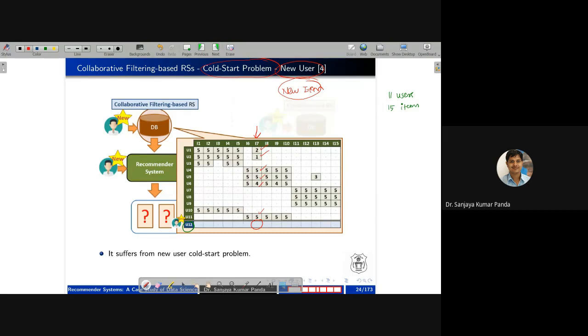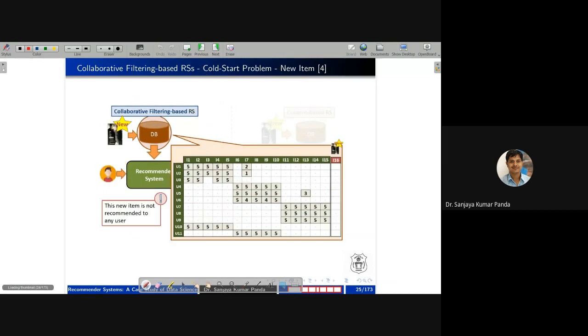Now, if you go for a new item, like we have here 15 different items, we want to add an additional item, that is I16. Like the previous case where we had a new user, in this case we have a new item, but again this new item is not recommended to any user, because for this item you do not have any user history.